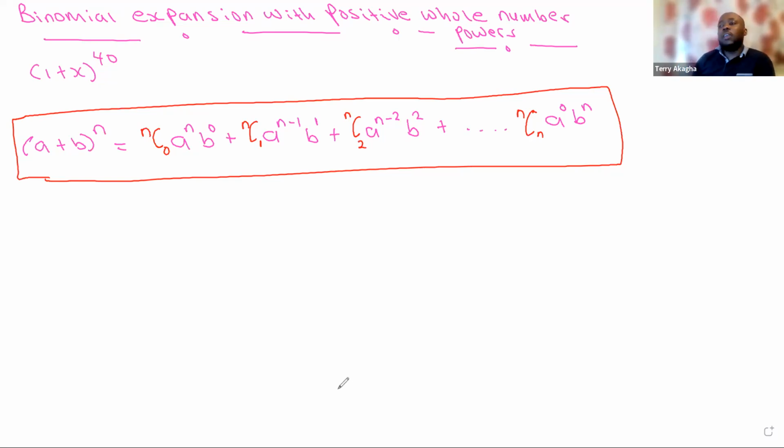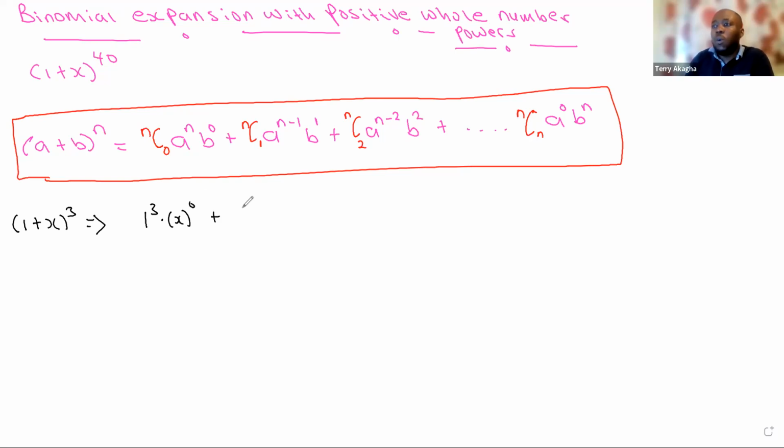So for instance, let's do an example now, okay? Let's say we have 1 plus x to the power 3. I want to use the binomial theorem to do this. So as usual, it's going to be 1 to the power 3 and x to the power what? 0. Does that make sense?